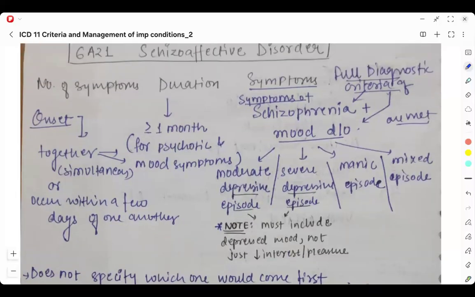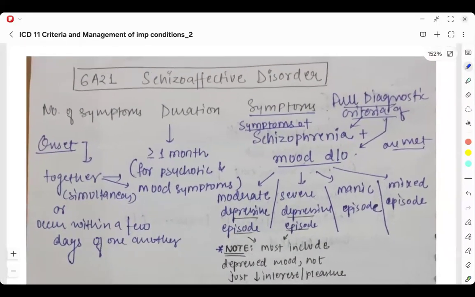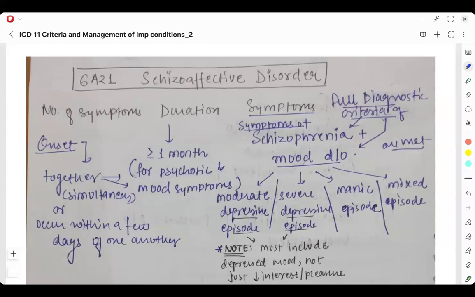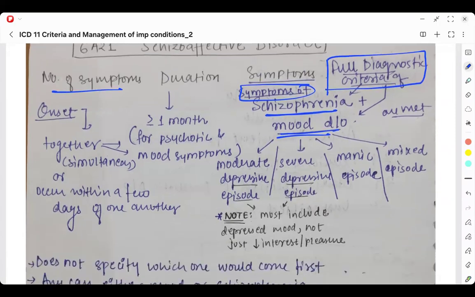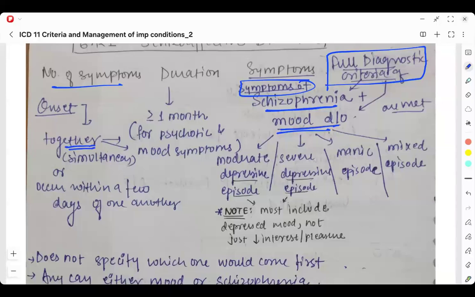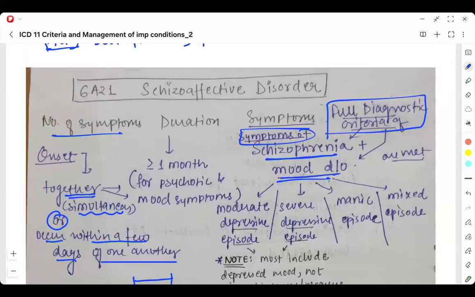So let us go into the understanding of schizoaffective disorder. We need symptoms of schizophrenia and mood disorder, and the full diagnostic criteria of both of these should be met. Now, they can either present together, that is simultaneously, or, and this is important, occur within a few days of one another. If there is a significant gap between the two, then you cannot call it schizoaffective disorder. It will become a comorbid disorder.